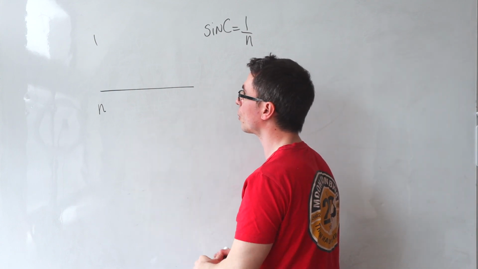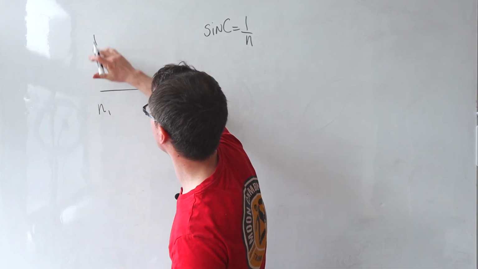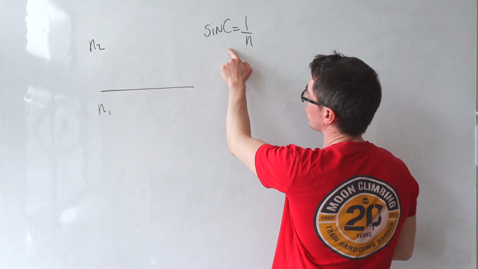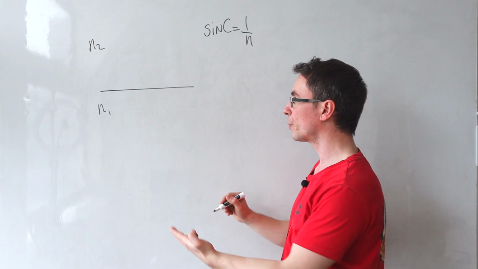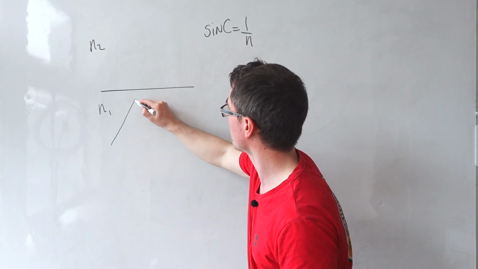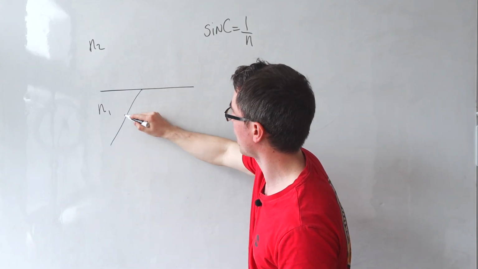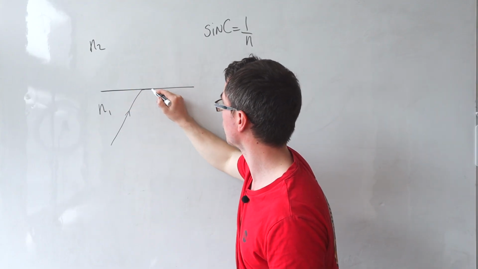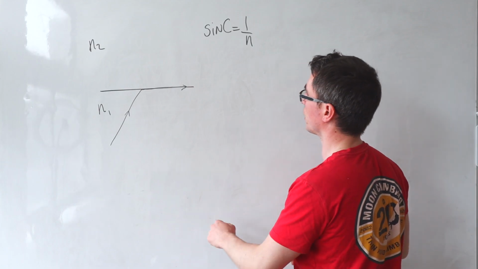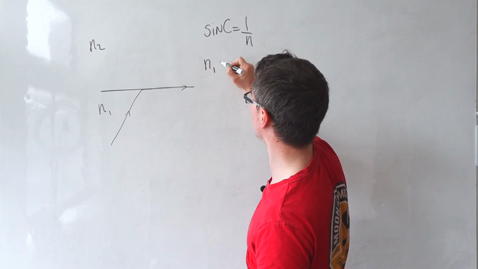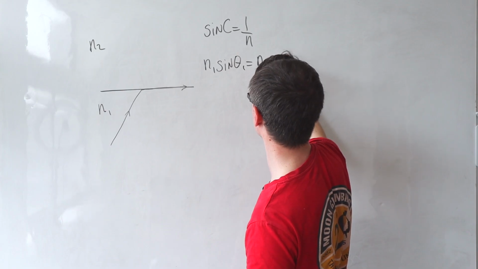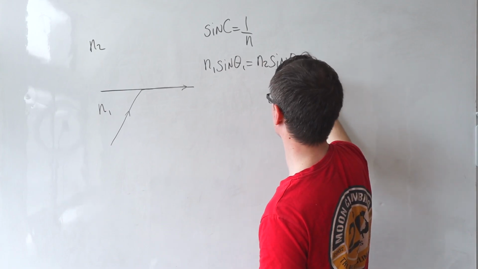But if we're not going from air, if we're going from a substance, let's say N1, to a substance N2, this equation here will change. So the way it works is that we want an angle such that an incoming ray from N1 will not go into N2, but it will be trapped at the boundary. So we're going to use Snell's law: N1 sine theta 1 is equal to N2 sine theta 2.